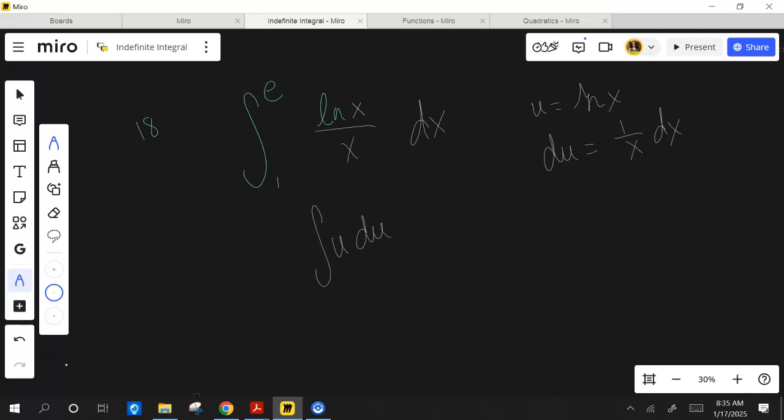It's u du, and I am going to adjust my bounds because there's a u in there. So this is going to be the log of 1 is 0, the log of e is 1.